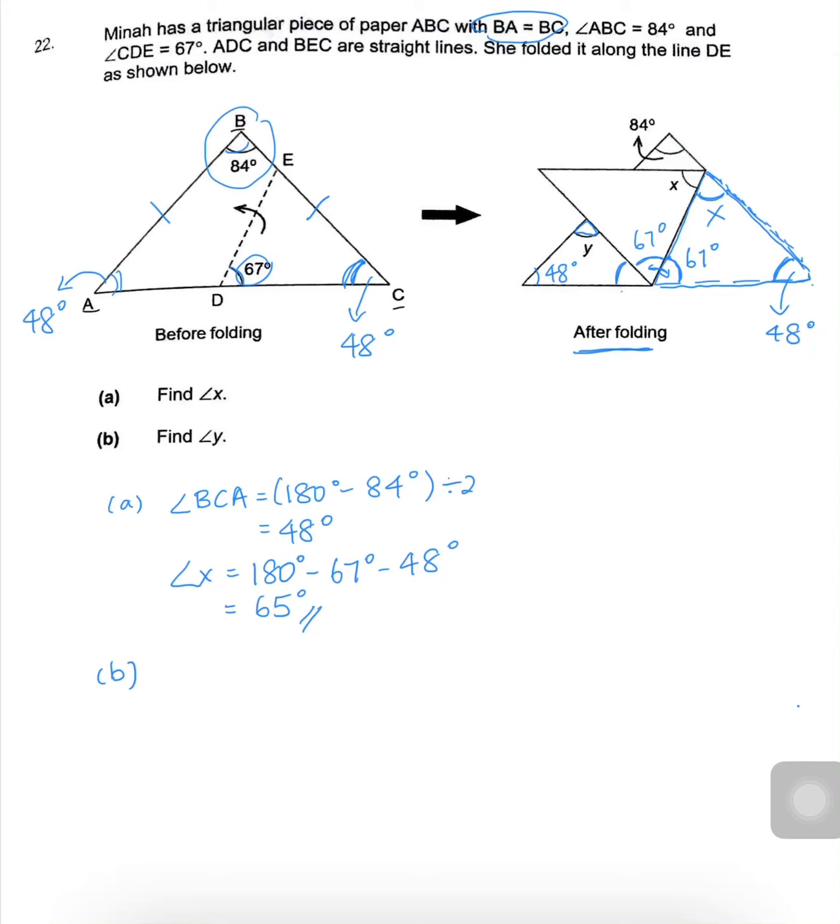So let's call this angle Z since we cannot label it. So angle Z would be 180 minus 67 degrees times 2. I'm taking away these two angles here, shaded, and the final answer would be 46 degrees. So angle Z is 46 degrees. So now angle Y would be very straightforward, 180 degrees minus this angle minus this angle, which will give me 86 degrees.